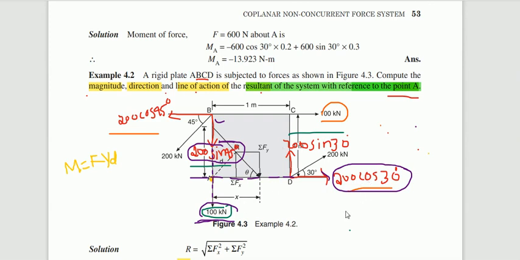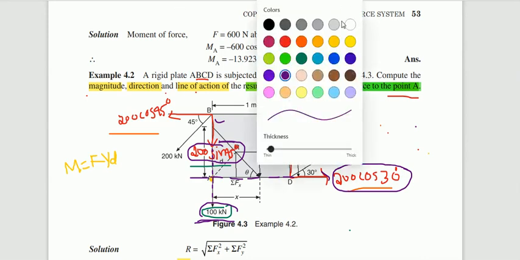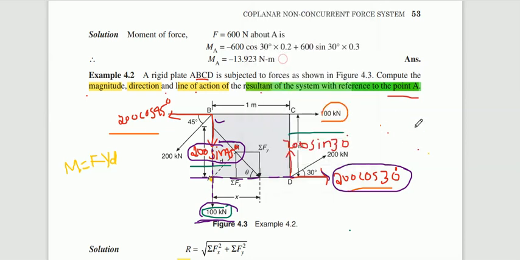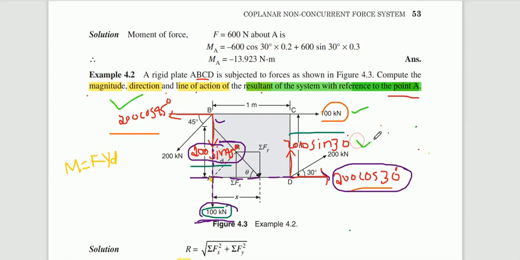3. 3 forces are there, you can observe here: 100 kilonewton, 200 cos 45 and 200 sine 30. Moment due to all these 3 forces will exist.